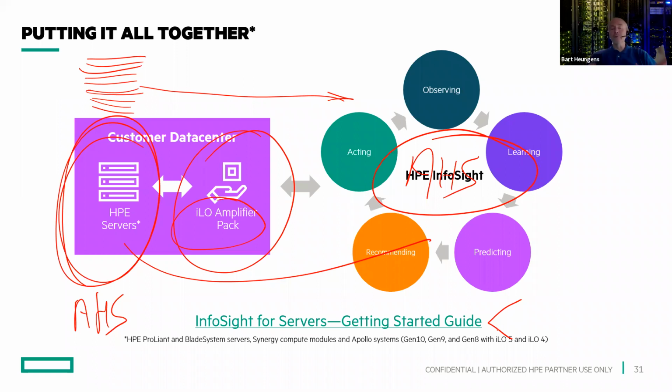You've got to deploy that iLO Amplifier Pack. It takes 10 minutes. Downloading it takes most of the time. You deploy the OVA file, and then you have to give it an IP address. And from that moment on, you connect the iLOs to the Amplifier Pack, and then the Amplifier Pack will send all the information to Infosight. And from that moment on, you get this fantastic experience.